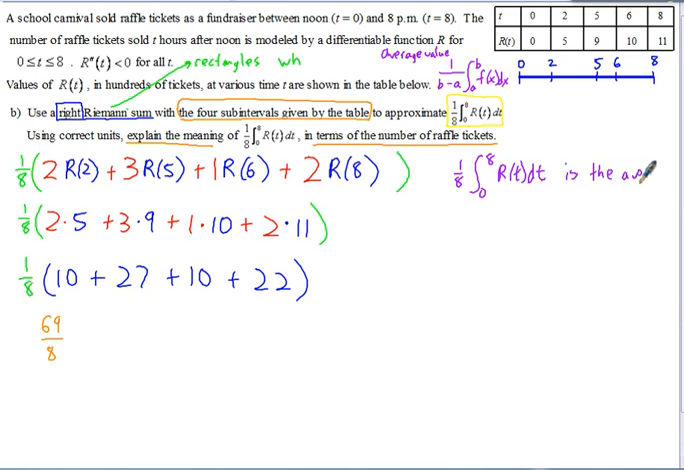is the average. Now what is it the average of? Well, remember, this formula is the average of whatever r of t represents. In this case, r of t represents the number of raffle tickets sold. Okay. So the average number of raffle tickets sold. It says using correct units. But if we just said that, that wouldn't be correct, because notice it says r of t is in hundreds of tickets, and there are our units. So each of these actually represents in hundreds of tickets.